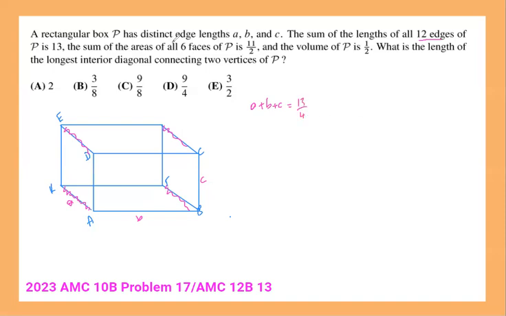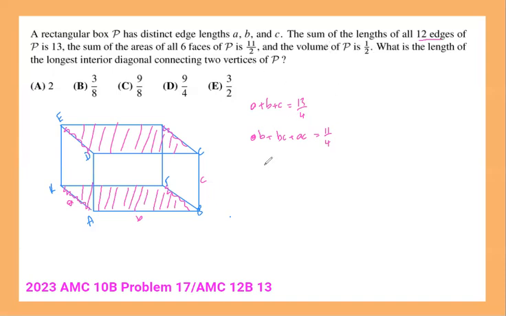Okay, and the sum of the areas of those 6 faces is given as 11 over 2. So if you take, let's say, this bottom face, the area of that region is A times B, but the top is also the same, so that's also A times B. Every face is gonna have the same area twice. So twice each face is gonna be 11 over 2. So if you add just one of each, which is basically AB, BC and AC, that should be 11 over 4, because we have just 2 copies of those areas. If you divide by 2, that's what you have.